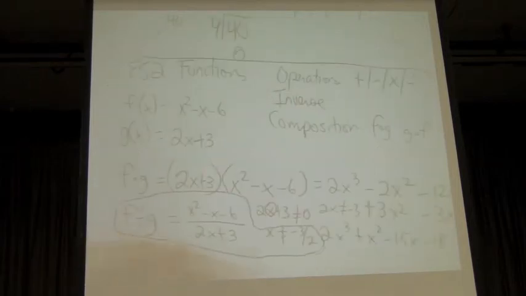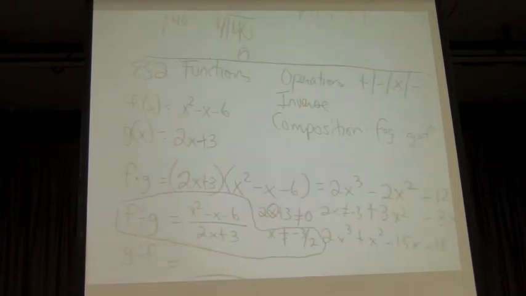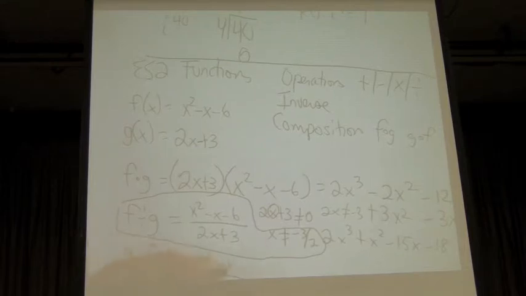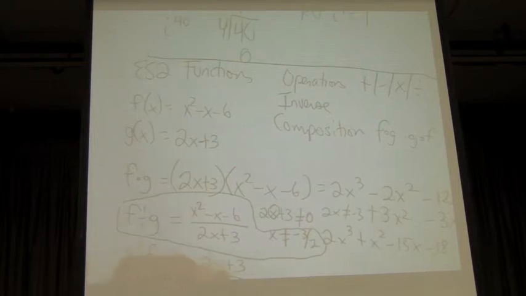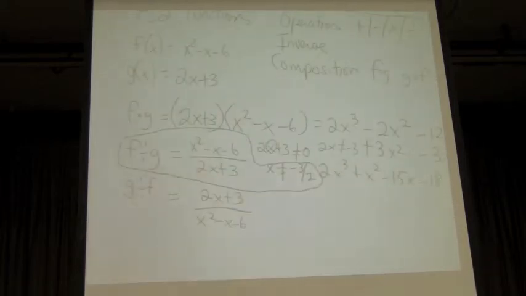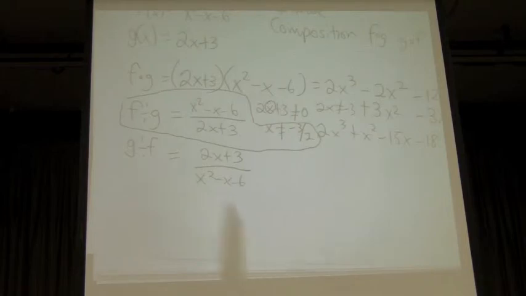I'm going to do the reverse. G divided by f. You put the g of x function in the numerator. You put the f of x function in the denominator. Now, the denominator has just become quadratic. Now that means there's not 1, but 2 domain restrictions.